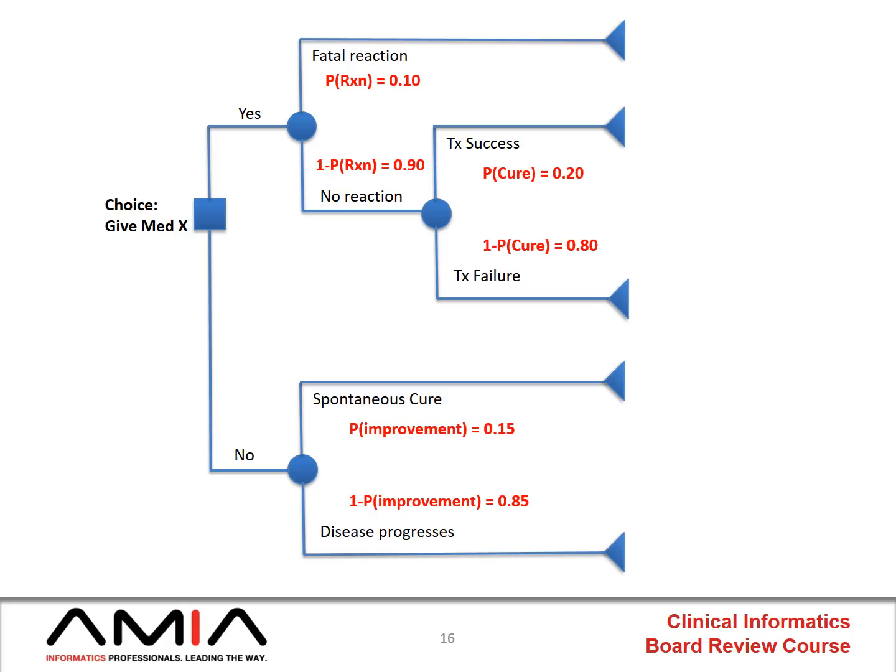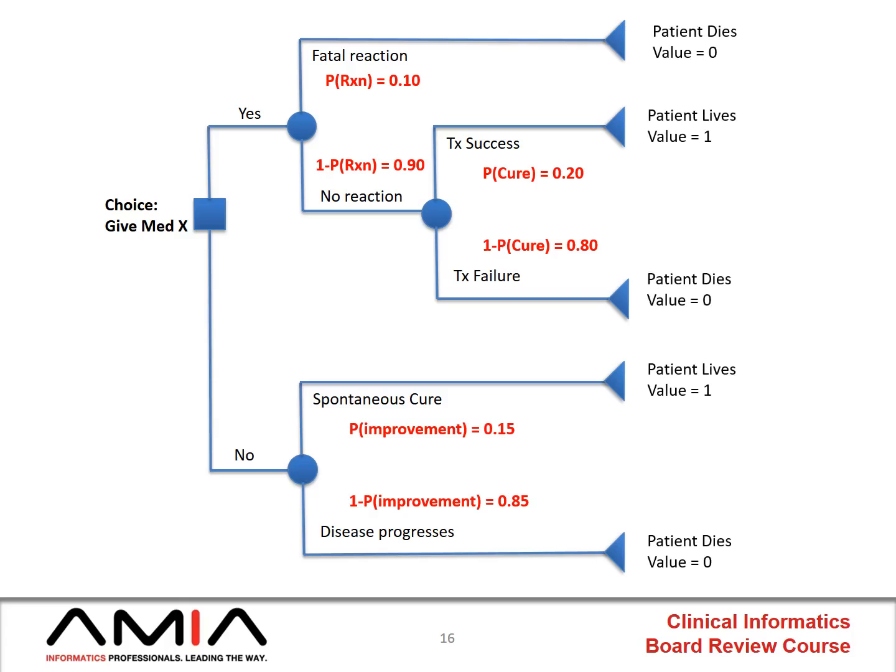Now, all of these triangles on the right represent either life or death, and so we can plug in the ones and zeros. If there's a fatal reaction at the top, the patient dies, the value equals 0. If the treatment is successful, the patient lives, the value equals 1, and so on and so forth. So at every outcome where the patient survives, I've listed a value of 1, and at every outcome where the patient does not survive, I've listed a value of 0.